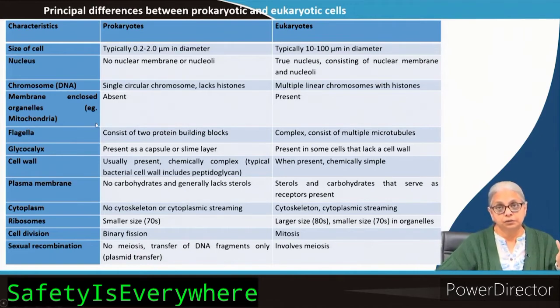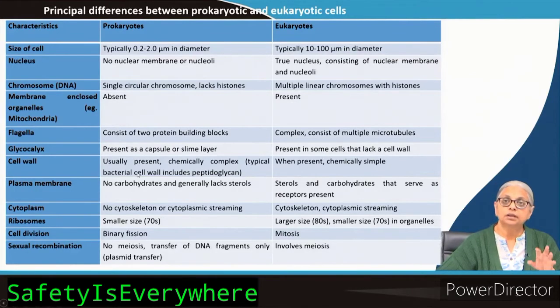For movement, you have flagella. So these unicellular organisms, if we are dealing with unicellular organisms, they have flagella. Flagella are used for movement. In prokaryotes, you have flagella which have 2 protein building blocks, and in eukaryotes, you have complex flagella with multiple microtubules. So they are more complex structures. There is a glycocalyx, it is present as a capsule or a slime layer, and in eukaryotes, it may be present in cells that lack a cell wall.